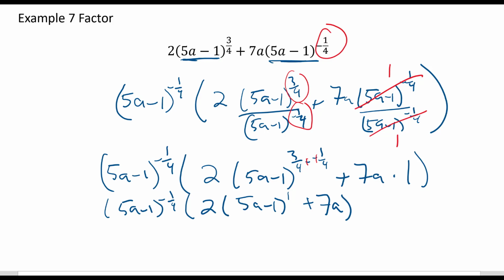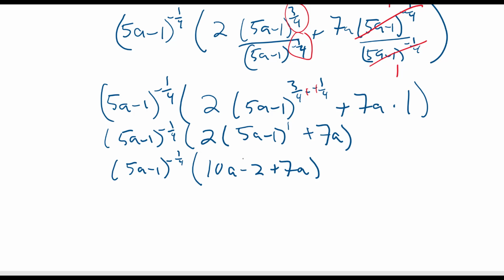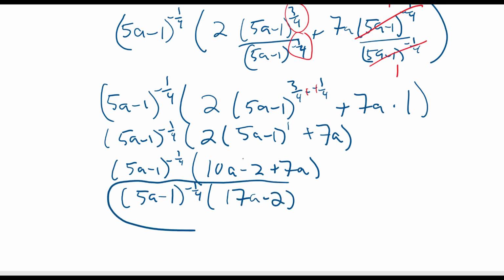But we're not done yet. There's still more fun to be had. So we have (5a minus 1) to the negative 1/4 times, now we can distribute the 2, so it's 10a minus 2 plus 7a. So 2 times 5a is 10a, 2 times negative 1 is minus 2. So now we simplify that, (5a minus 1) to the negative 1/4 times 10a plus 7a is 17a minus 2. And that would be my final answer.